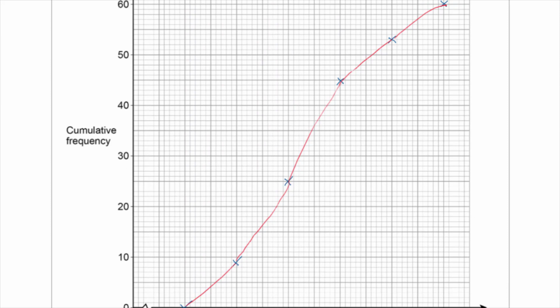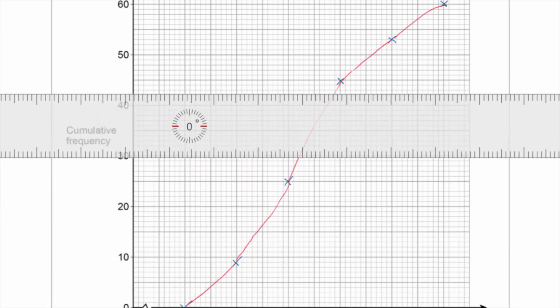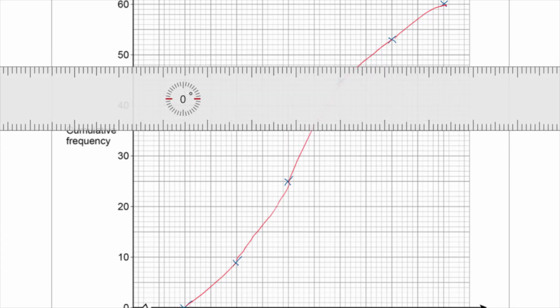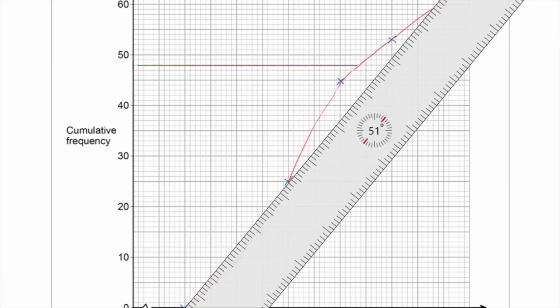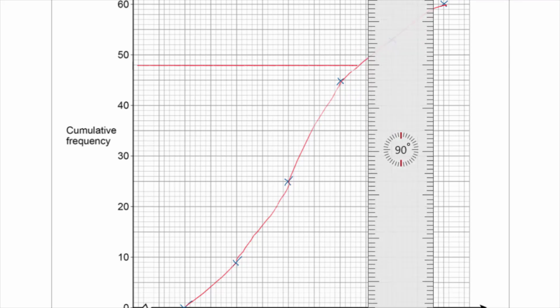Let's get the ruler out. I'm going to read across from 48 till I get to my graph. Once I get to my graph, I'm going to change direction. Read down.